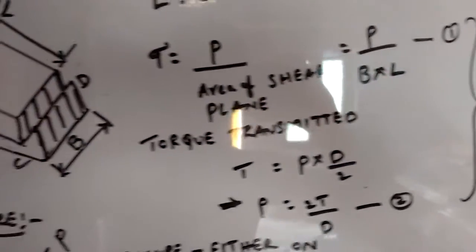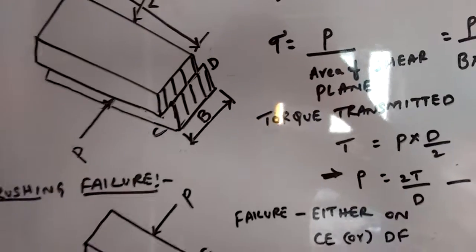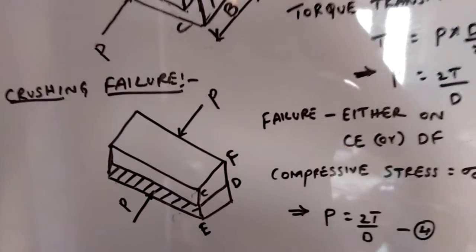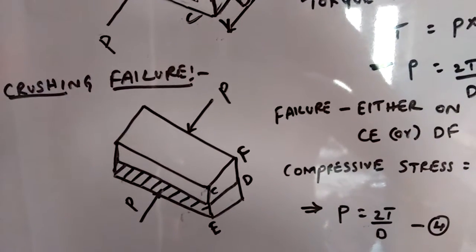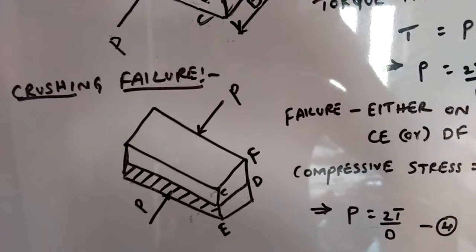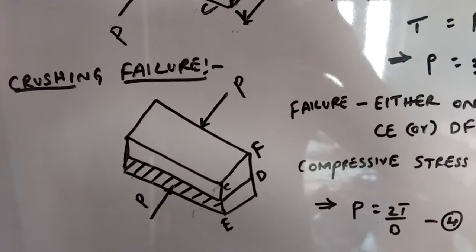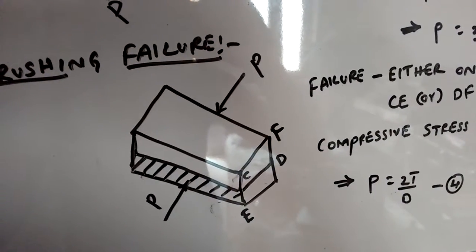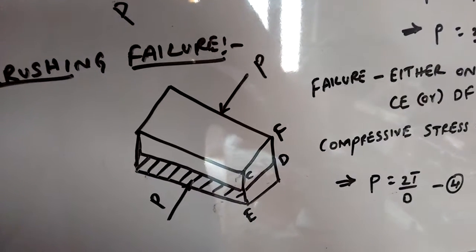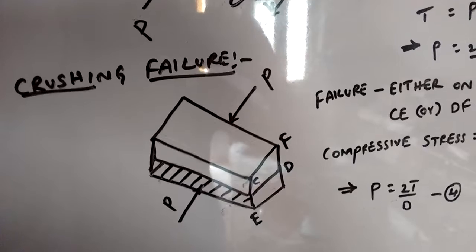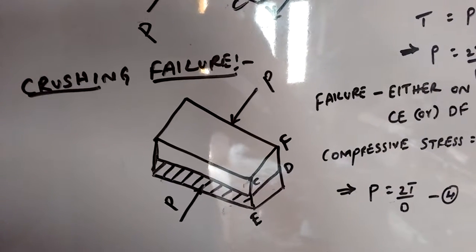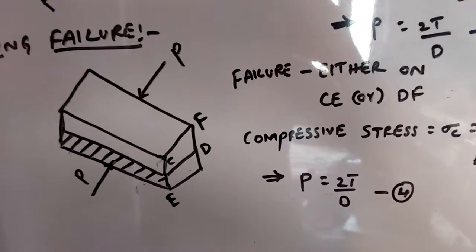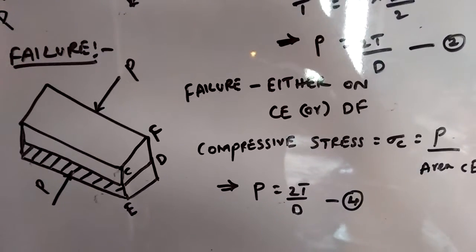And case number 2: square keys and rectangular keys will also fail because of compressive stresses induced in the key, which is known as a crushing failure. So in the following figure, on the face CE or on the face DF, crushing failure occurs. Because of this load, some compressive stresses are developed in the key material, which is equal to P divided by area.